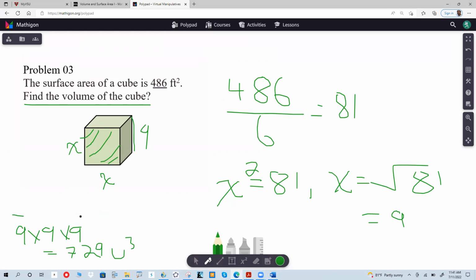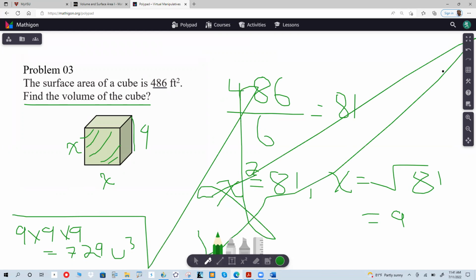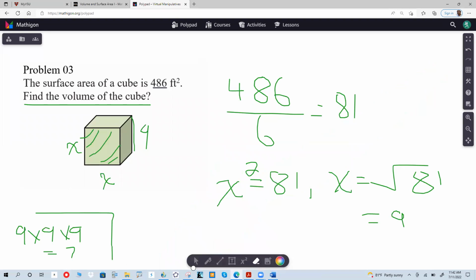Okay, you want to write the answer? This is my answer. Sorry about that, guys. Just a moment. Why wouldn't this go away? Give me 1 second. Okay, it is 729 unit cubed. That's my answer.